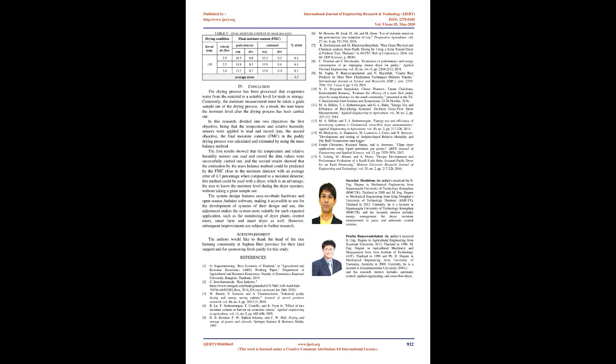The first result showed that the temperature and relative humidity sensors could read and record the data values successfully, and the second result showed that the estimation by the mass balance method could predict the FMC close to the moisture detector, with an average error of 4.3%. This method could be used with a dryer, which is an advantage: the user can know the moisture level while the dryer operates, without taking a grain sample out.